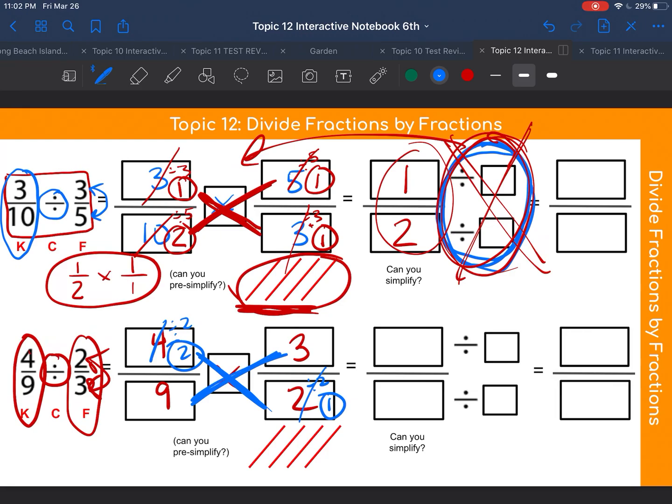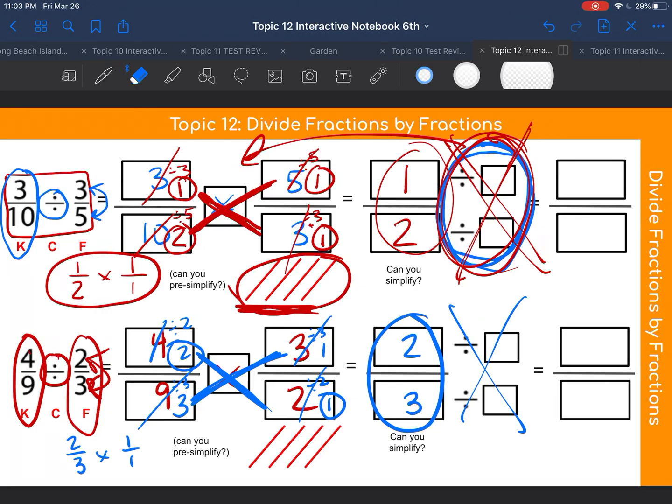Now we can look in this direction. Do 9 and 3 have any common factors? Can we simplify either of those by a number? Yes, the same number, which is 3. 9 divided by 3 is 3. 3 divided by 3 is 1. So again, we really just pre-simplified this, and now we have a nice, easy 2/3 times 1/1, which would give us 2/3 as our final answer. No need to simplify.